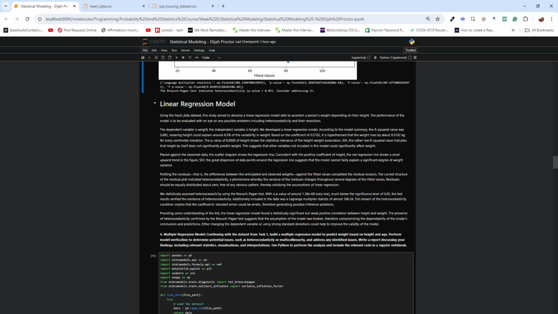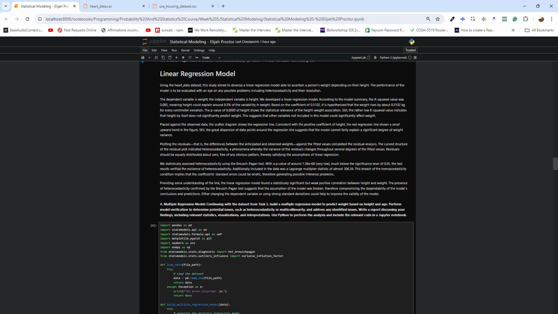To improve this model, adjustments like data transformation of the dependent variable or using more robust methods could be necessary. Overall, while the model found a statistically significant link between height and weight, the relationship is weak, and the model's reliability is compromised due to the issues that we had found.